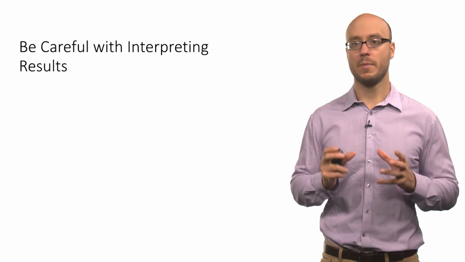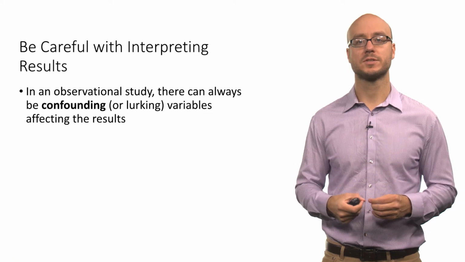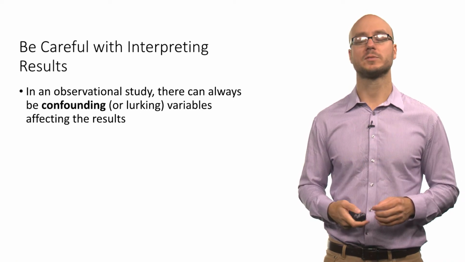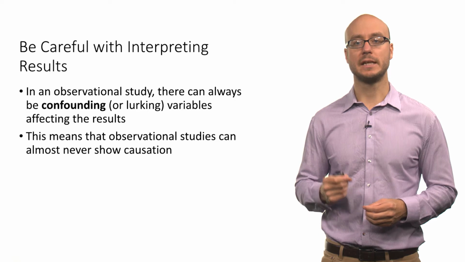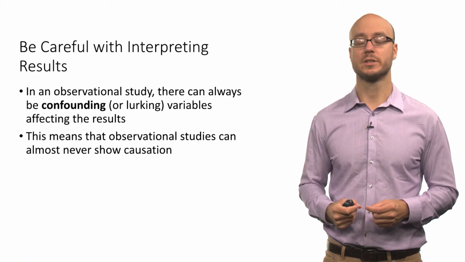This is a longitudinal or panel observational study. It's observational because they're not making any change in the world. They're not trying to alter people's behaviors. They're just trying to observe and measure what's going on around them. One point about observational studies is that you need to be careful with interpreting the results. In an observational study, there can always be confounding or lurking variables affecting the results. What this means practically is that observational studies can rarely show causation.